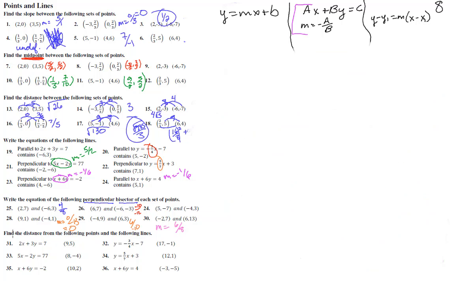All right, number 31. Notice what we're doing, finding the distance from the following points to the following lines. So we're going to have a line. We'll graph number 31 to make sure we see what's going on here. We got 2x plus 3y equals 7. If we were to graph this line, the x-intercept looks to be about 7 halves, and the y-intercept looks to be about 7/3. And so this looks like that line right there.